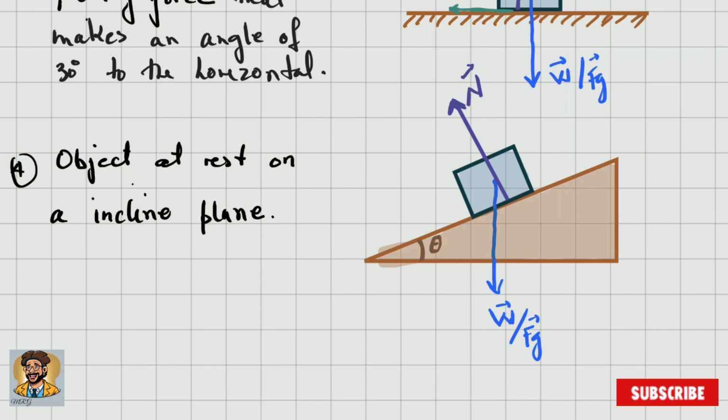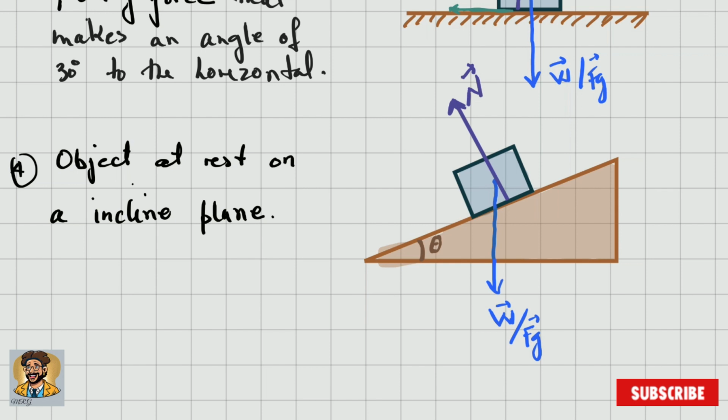Be careful with that one. That's why I say this one is tricky. If you look carefully, this one must be perpendicular to that surface. Now this object is not moving, but it's trying to move down the slide. It is trying to slide down.